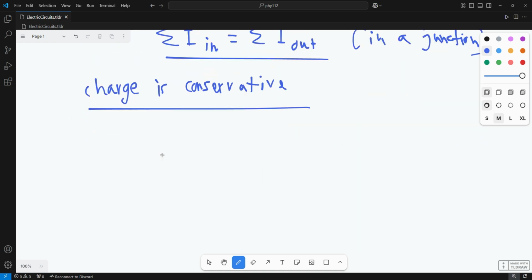So what's a junction to begin with? A junction is a point in a circuit where the current can divide into multiple parts. So for example, let's say I1 current is going to this point, and it splits up into I2 and I3. So this point will be considered as a junction.